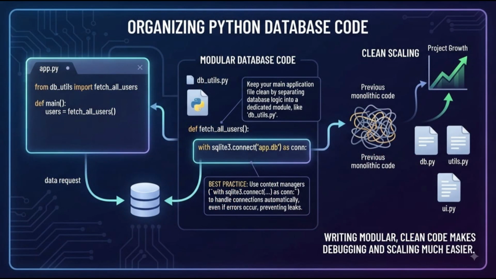Organize your database code into a separate file like db_utils.py. This keeps your app.py clean and readable. Use context managers like with sqlite3.connect() as con when possible. This automatically handles closing the connection, even if an error occurs. Writing clean modular code makes debugging much easier as your project scales.